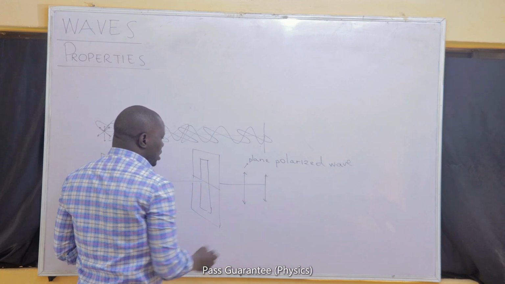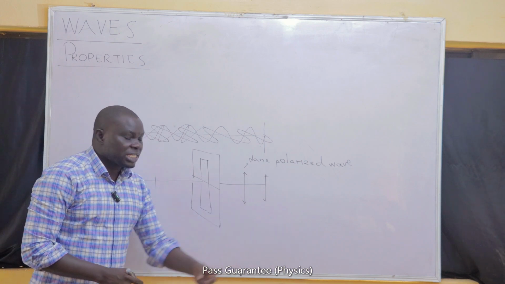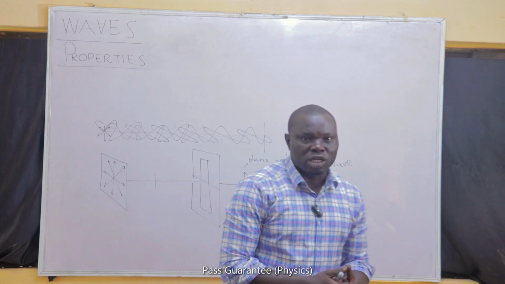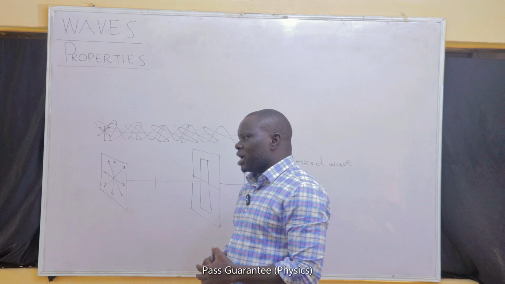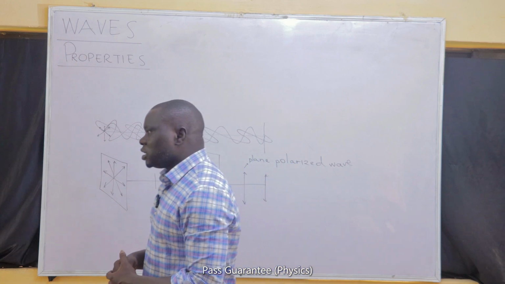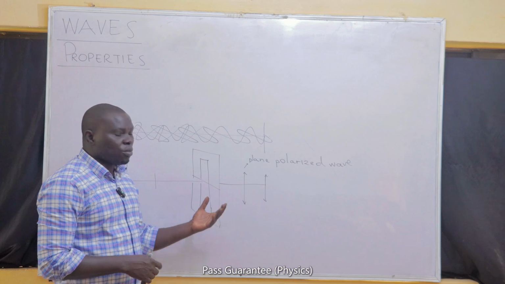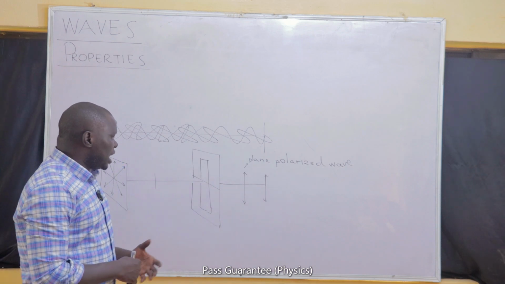A plane polarized wave, particularly if it is light, becomes plane polarized light, and its vibration will be in only one plane. So the process of changing an unpolarized light to a plane polarized light is what is called polarization. There are many methods by which we can polarize light. Light can be polarized by allowing it to pass through polarizers, and examples of polarizers are tourmaline crystals and quartz. You can get more of that from your textbook.